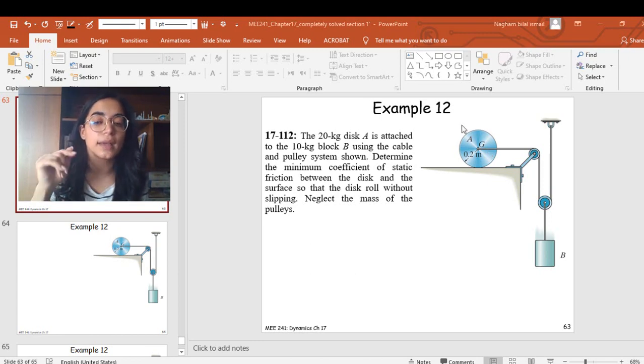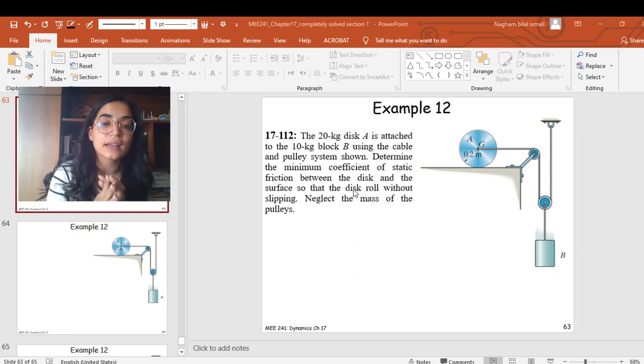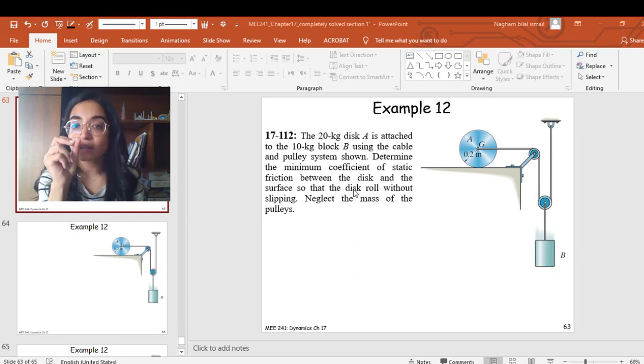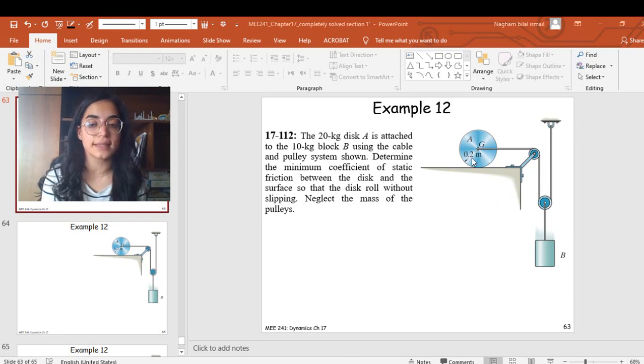How can I know that here I have a rigid body which could not be considered as a particle? Because as you see, guys, they are giving me first the radius, they are giving me also the mass, and they are saying that this disk rolls without slipping. So which means, guys, this disk could not be assumed as a particle. It has a dimension. Its radius is 0.2. It could not be neglected compared to other sizes.